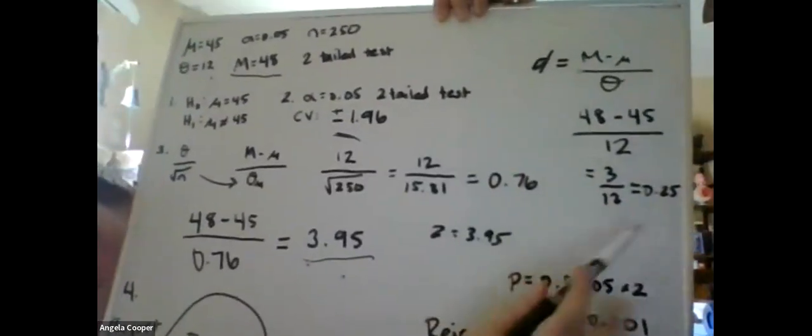Can't really see that 5 very well. Just a moment. Okay. So here we go. Over here, 0.25 is our Cohen's d.